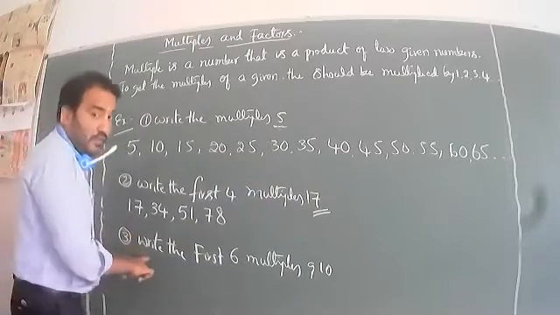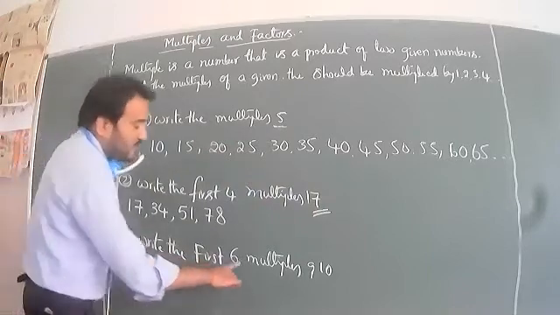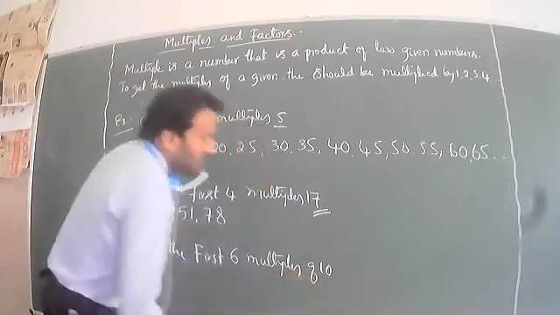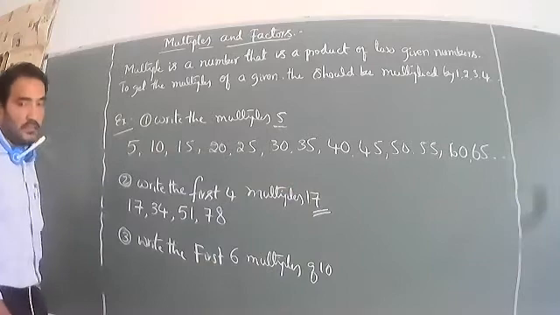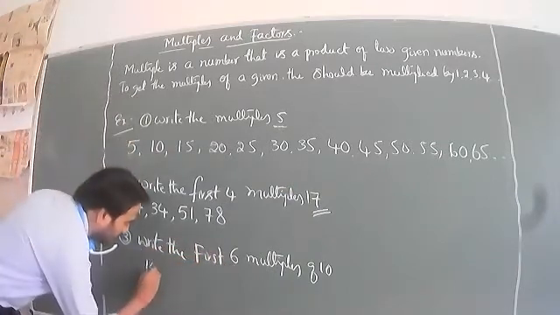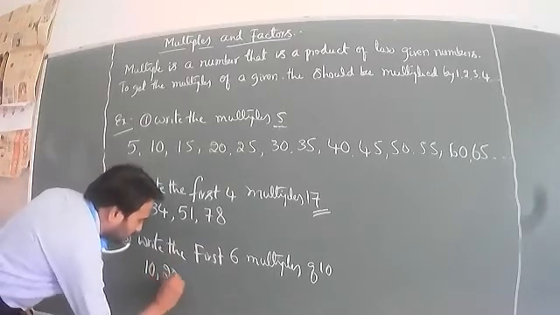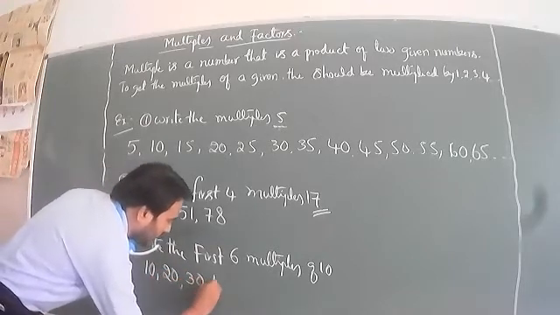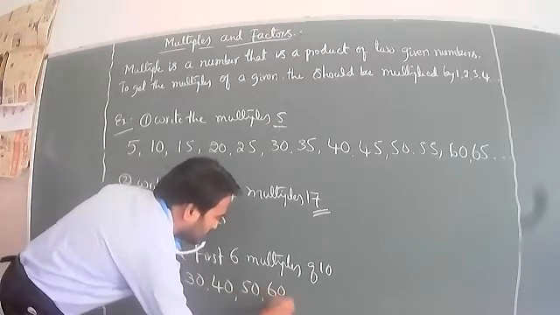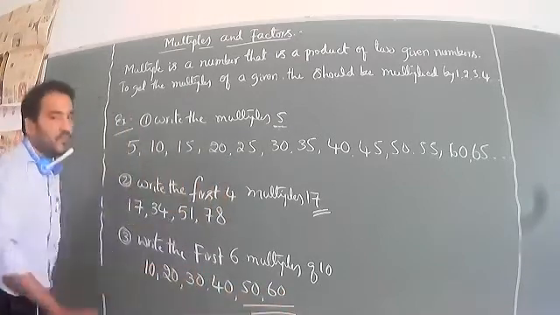Next, the third question. Write the first 6 multiples of 10. Multiples of 10 up to how many? 6 we have to write. 10 ones are 10, 10 twos are 20, 10 threes are 30, 10 fours are 40, 10 fives are 50, 10 sixes are 60. It will be over.